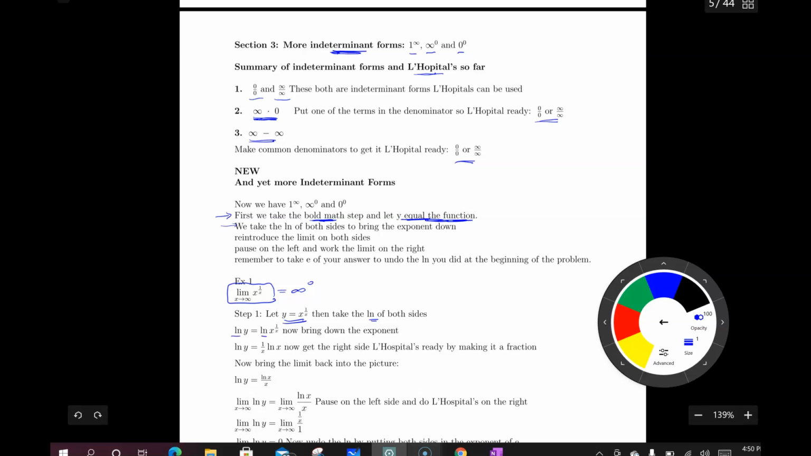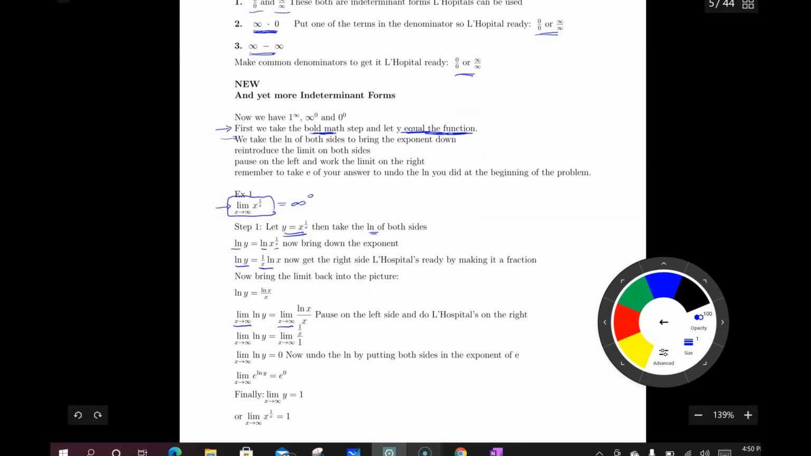then take ln of both sides. That's the second step. Then you're going to bring that exponent 1 over x down. This might start to feel similar because we did something like this when we did logarithmic differentiation, or log diff, in Math 150. But now we're going to remind ourselves we're doing a limit. So after we get to this part right here, we put the limit back in on both sides.